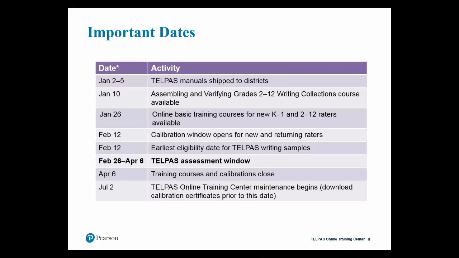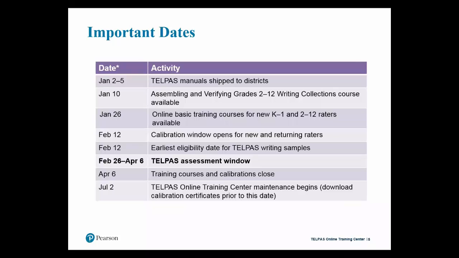The calibration window opened for new and returning graders, and February 12th is also the earliest eligibility date for TELPAS writing samples. And here we have our TELPAS assessment window that runs from February 26th through April 6th. April 6th is also the date that the training courses and the calibrations close. So you want to make sure that your raters have completed their trainings and the calibrations before that April 6th deadline.